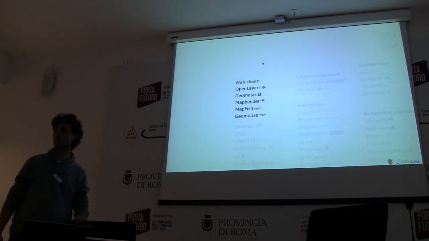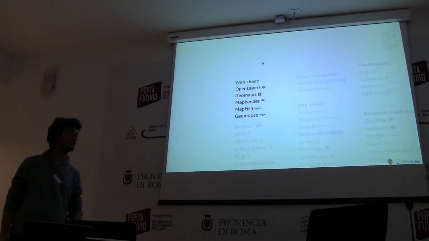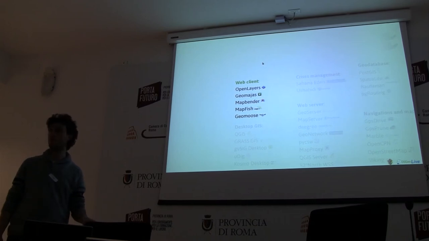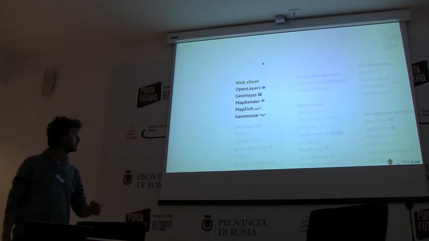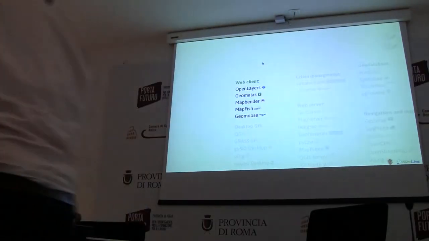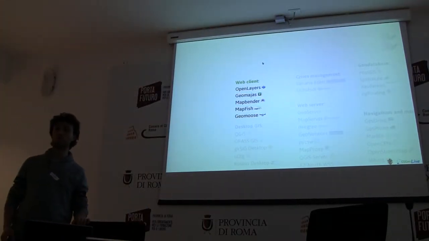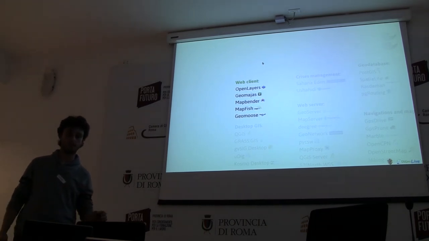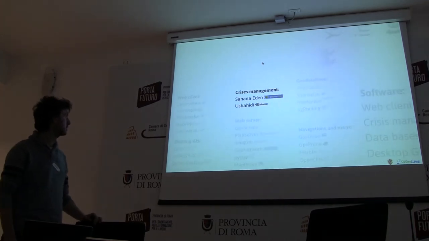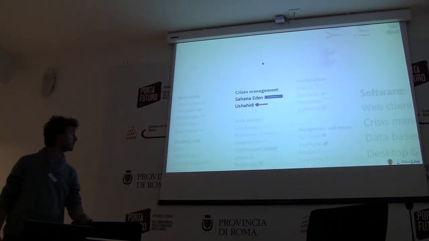I'll show you all the structure contained in OSGeo Live 6.0. This is the web client section; OpenLayers is maybe the best known, but there are others. Mapfish is not really a client in the last version, but it permits exchanging data from the server with the client. There are two software for crisis management. You already saw some screenshots of Ushahidi, and the other one is Sahana.